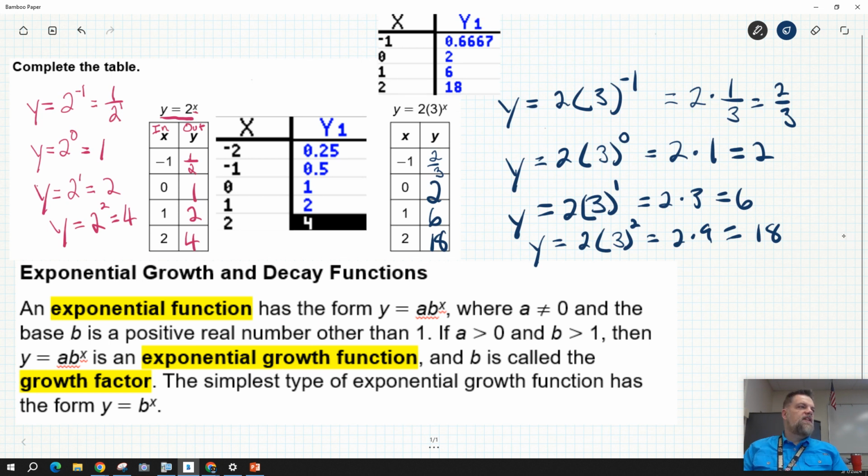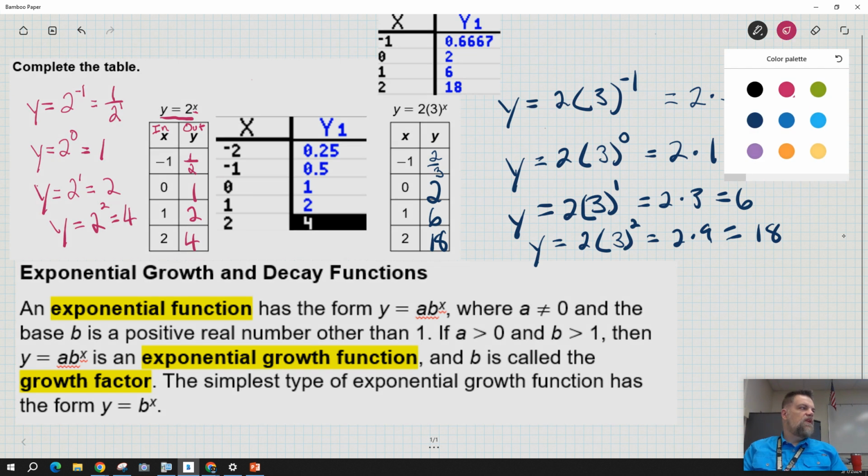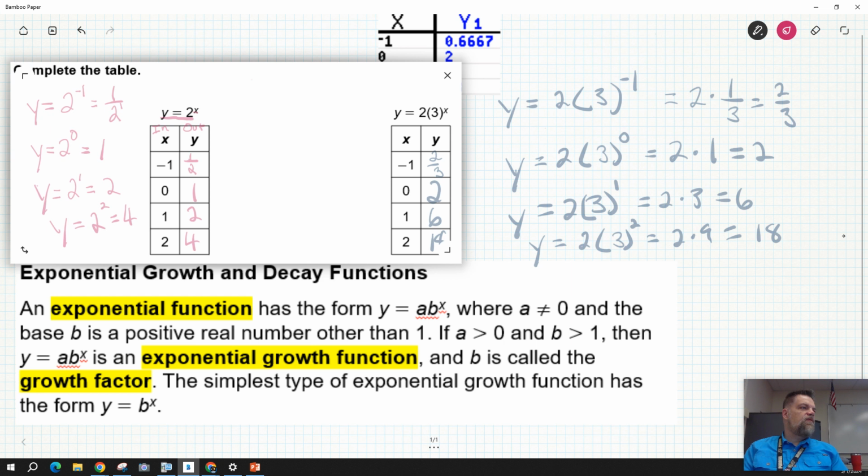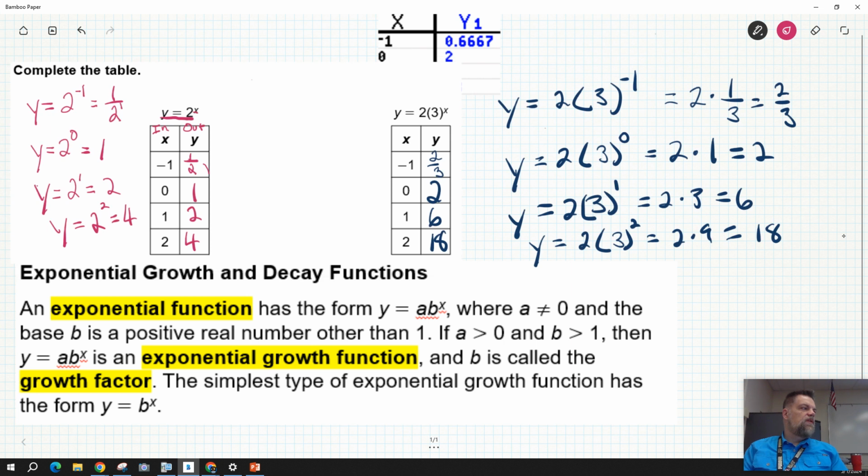One thing I'd really like to point out, though. Notice, what do I do to get from 1 to 2, or from this term to this one? I'm multiplying by 2, right? What's 1/2 times 2? 1. What's 1 times 2?